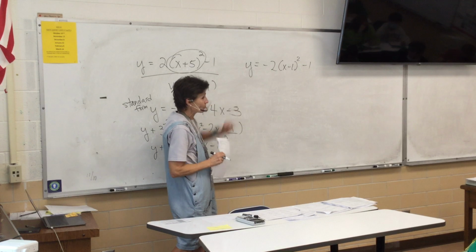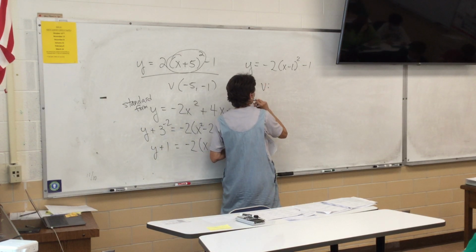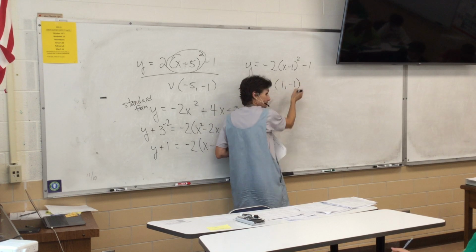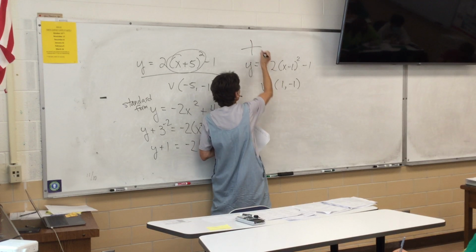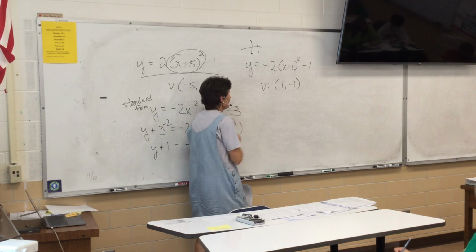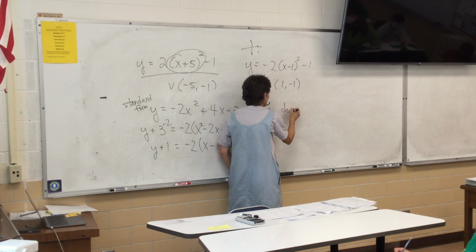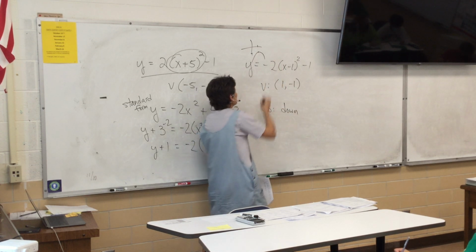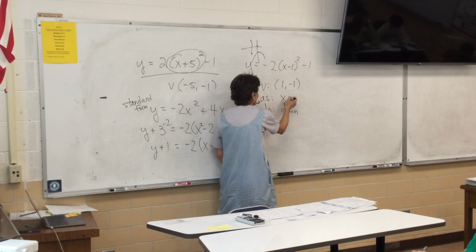And would you agree that's vertex form? Because now I can tell where my vertex is. Right one, down one. Plot it. If you can't figure it out, you're going to go right one, down one. So that would be 1, negative 1. Which way is it open? Down. So my parabola looks like this. And this is my axis of symmetry, which will be x equals 1.